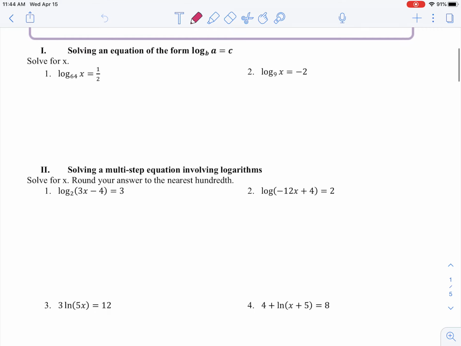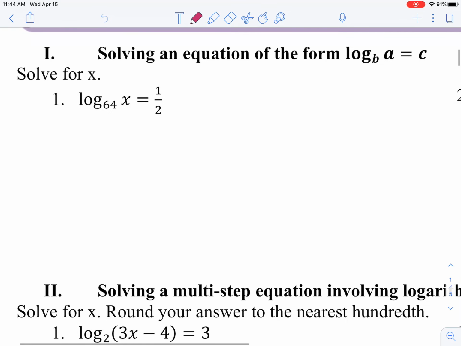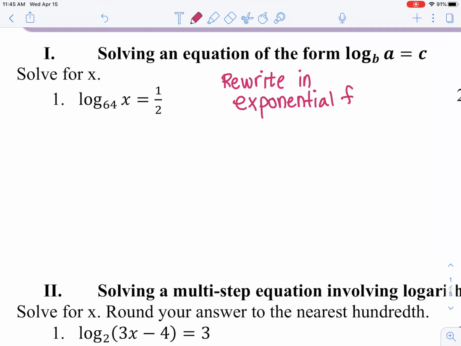Let's go over number 1 and 2, solving an equation of the form that's already in log base b of a equals c. So as you can see, number 1, let me zoom in on number 1 right here. It's already a log expression isolated on the left side, right? There's only a log expression on the left side. There's no log on the right side of the equation. So the second step is done because it's already a single log right there. So what we're going to do first is rewrite this in exponential form.